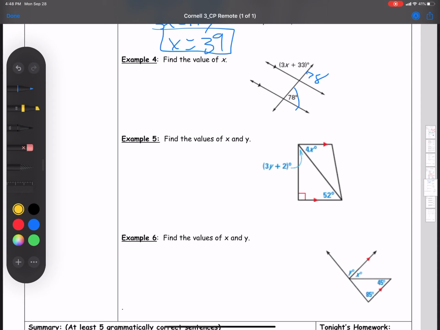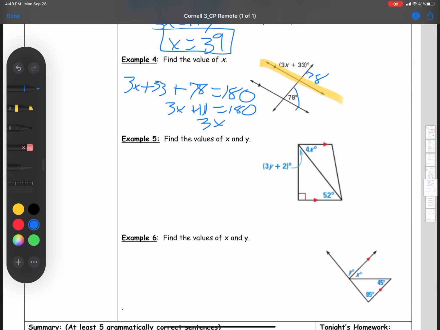So now I can use the fact that they form a linear pair and say, the one angle, 3x plus 33, plus the other angle, 78, has to equal 180 because they are a linear pair. Combine your like terms, 33 and 78, and you'll get 3x plus 111 equals 180. Subtract 111 from both sides, you get 3x equals 69. Divide both sides by 3, and x is going to equal 23.